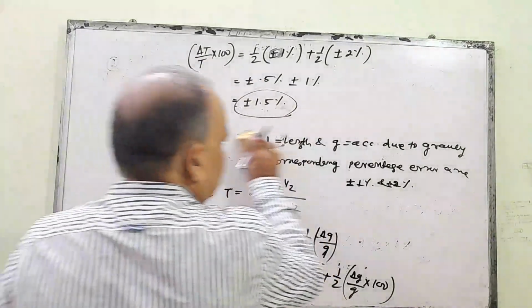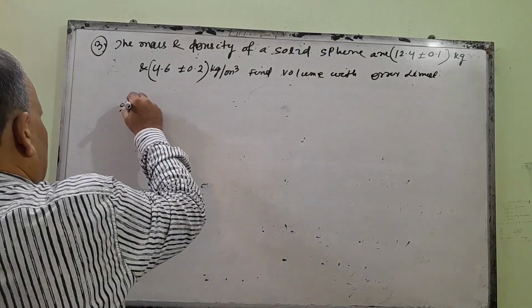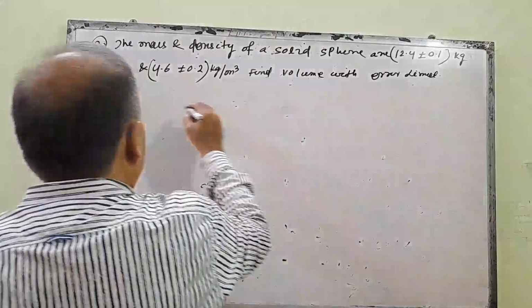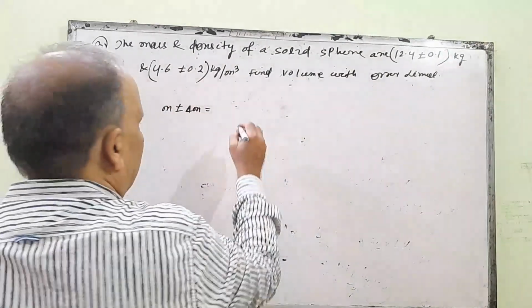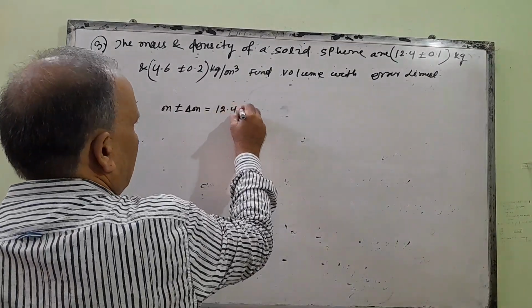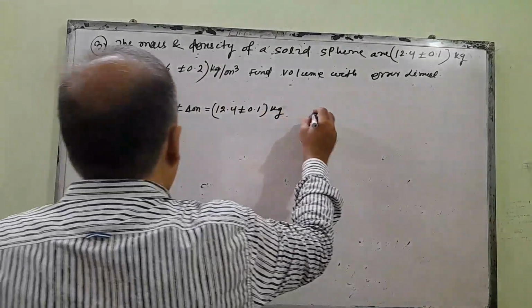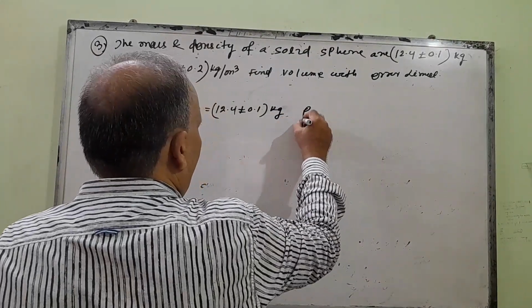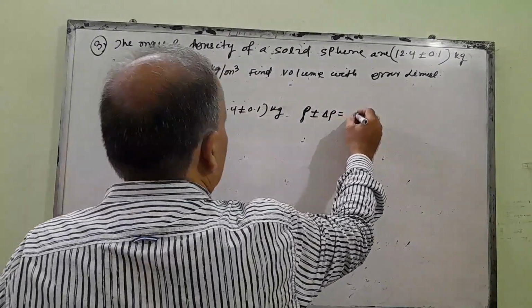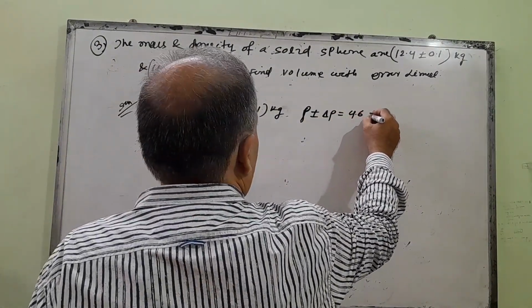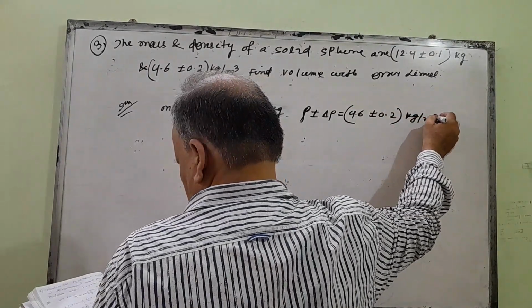Next come to your question number 3, solution. Here mass is given as m plus minus delta m. This is the true value and this is the error, that is 12.4 plus minus 0.1 kg. And density is rho, rho plus minus delta rho, that is 4.6 plus minus 0.2 kg per meter cube.